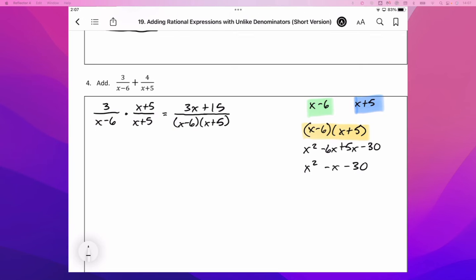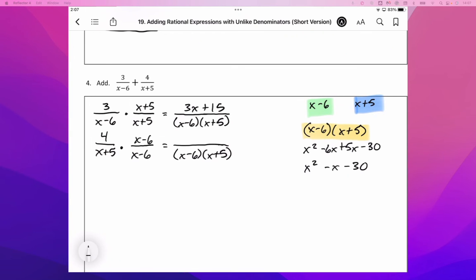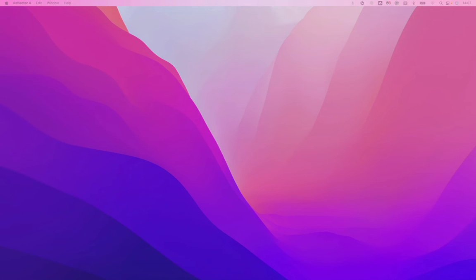The second fraction that I've got is 4 over x plus 5. We need to multiply that by something that will give us the denominator, x minus 6 times x plus 5. Now this time, I already have an x plus 5, so I need an x minus 6. We'll multiply by x minus 6. And 4 times x minus 6 is going to make 4x minus 24.